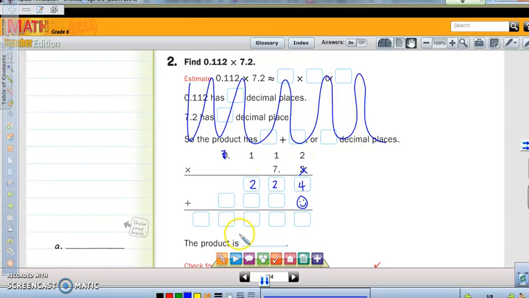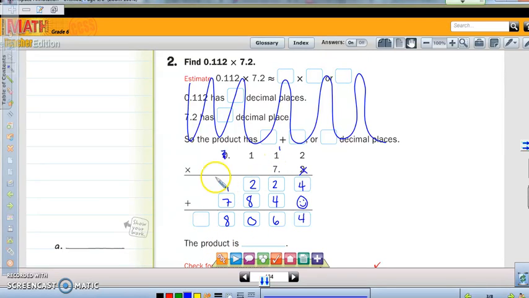7, now I'm done with the 2. I bump over here. 7 times 2 is 14. Drop the 4, carry the 1. 7 times 1 is 7, plus 1 more is 8. And 7 times 1 is 7. So now let's add. 4 plus 0 is 4. 4 plus 2 is 6. 8 plus 2 is 10. 0, carry the 1. And 7 plus 1 is 8.